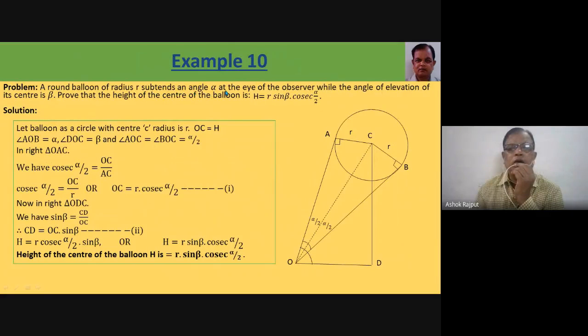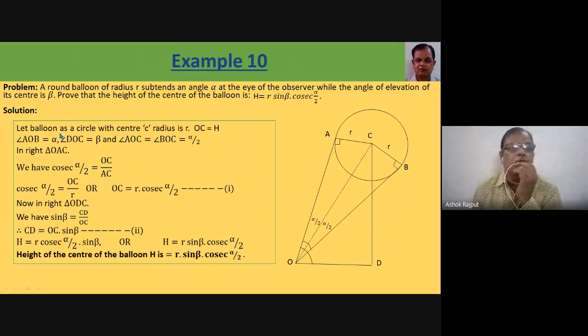subtends an angle alpha at the eye of the observer, while the angle of elevation of its center is beta. Prove that the height of the center of the balloon is h equal to r sin beta cosec alpha by 2. It is what we want to prove. Height of the center of the balloon is this.